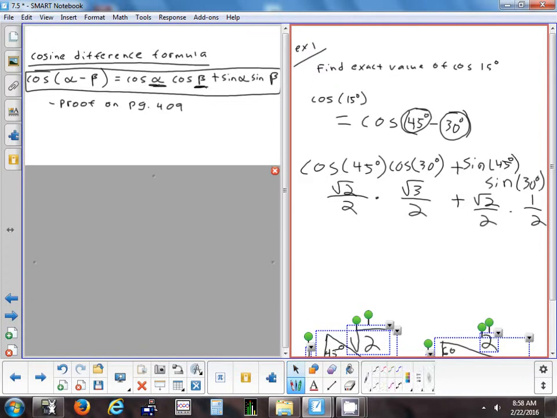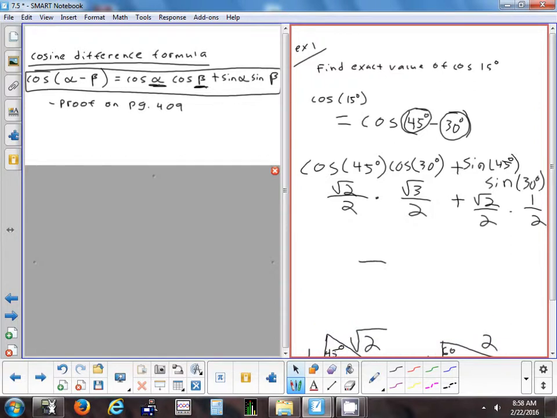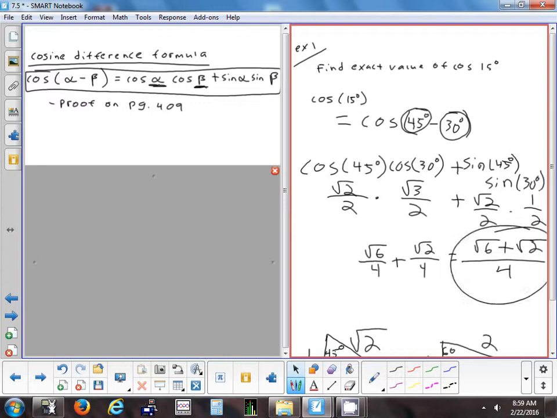All right, now let's just multiply everything together. Here we're going to have, what's the square root of 2 times the square root of 3? Square root of 6, and then 2 times 2, 4, and then the square root of 2 times the square root of 1, square root of 2, divided by 4. To add these up, we need a common denominator, but they already have it. So the final answer is just square root of 6 plus square root of 2 over 4. And you can't reduce that.